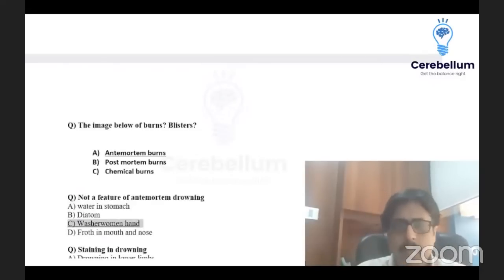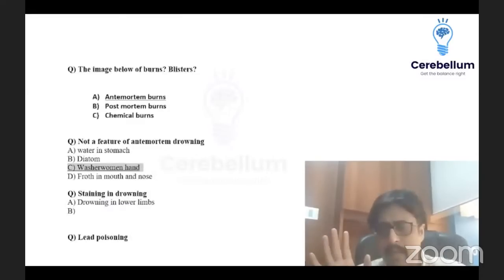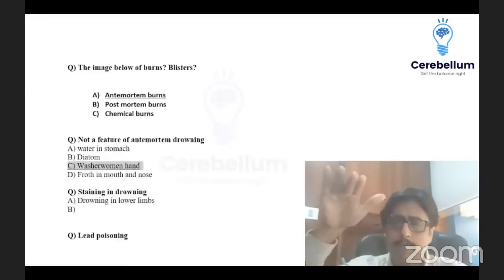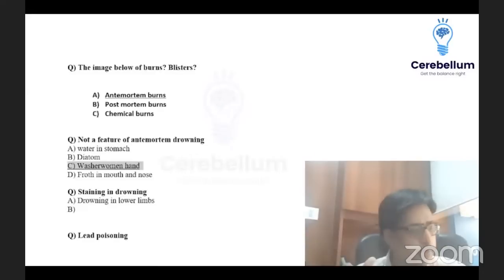Now, another question was on post-mortem staining in drowning. I don't have the exact answer, but in case of drowning, the body floats in the face down position, head down. So the postmortem staining is in the dependent parts. What will be the dependent part? Dependent part will be the face, then the limbs, and also the lower part of the neck.